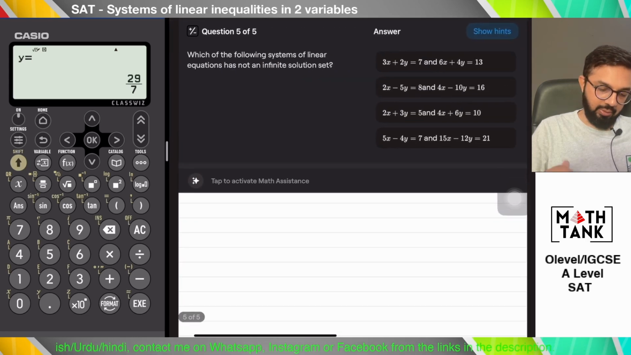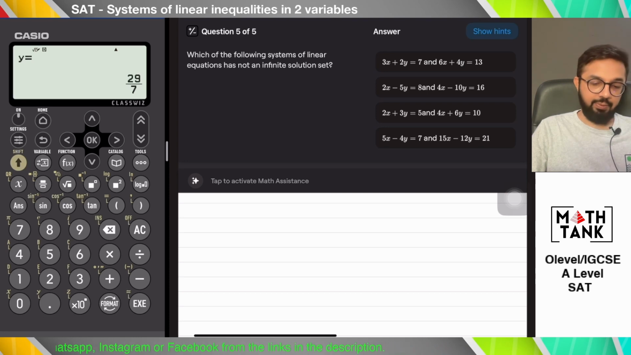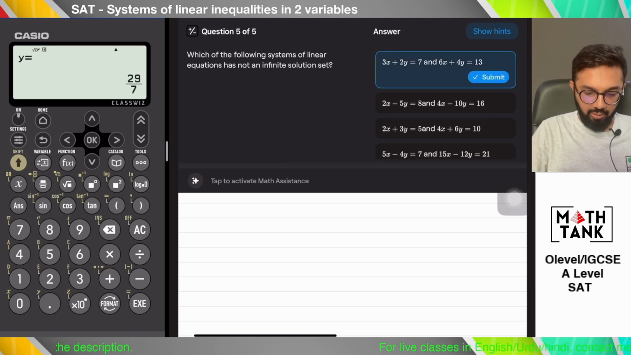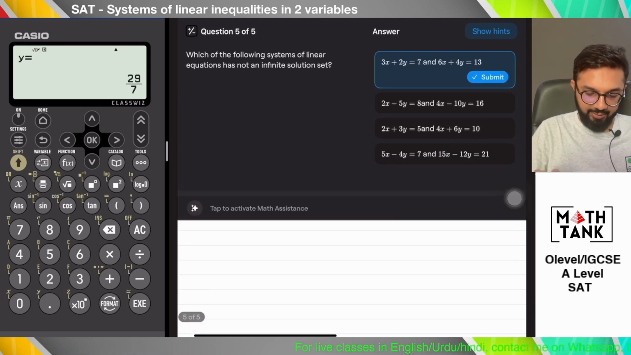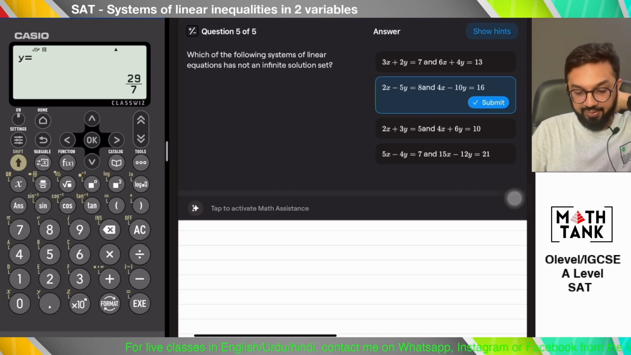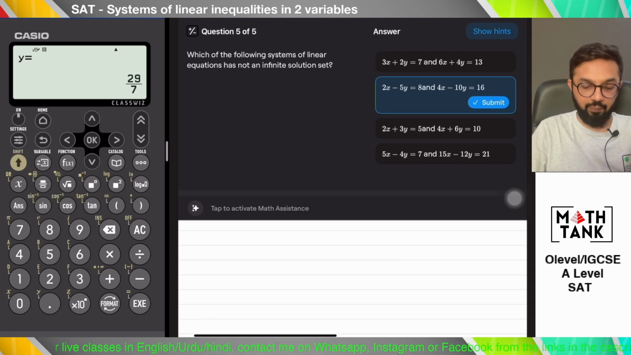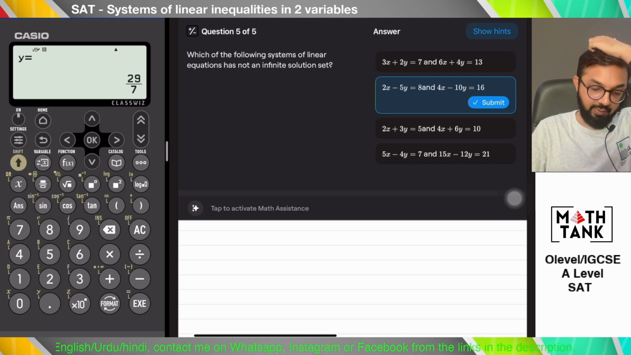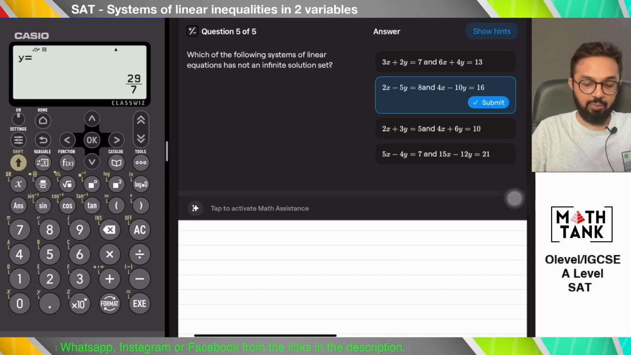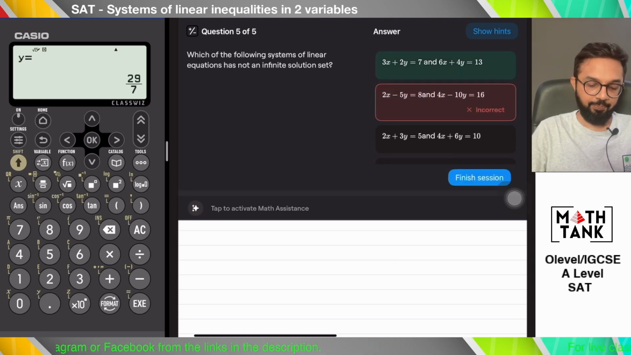Okay, the last question in the series: which of the following systems has an infinite solution set? So one thing that I could do is look for multiples. 7 and 13 are not multiples, so that can't be the right answer. 8 and 16 are multiples, but are the numbers multiples as well? Yes, 2x times 2 is 4x, 2x times minus 5 is this. So I can say this, or I could put each of these on the calculator and see which one gives me infinite solutions.